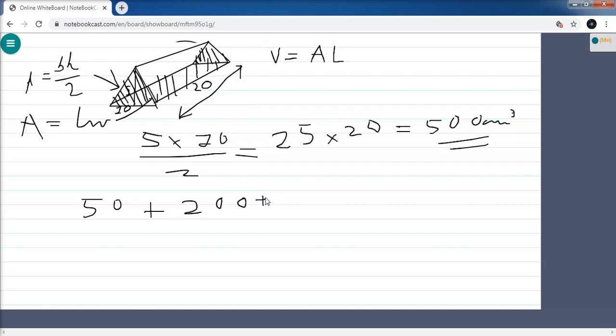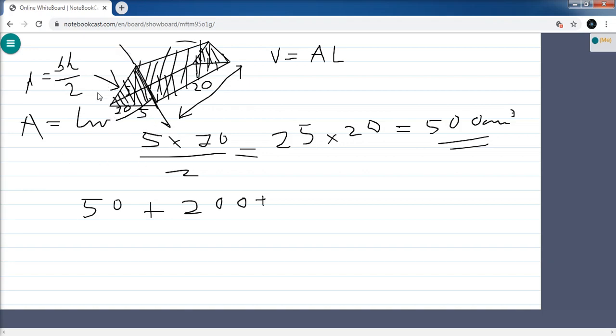plus the area of these two rectangles. But be careful, guys. A common mistake here is that they would multiply this bottom one by 3 and say they're all the same, but they're not. Here we have to use Pythagoras to find this length, the hypotenuse, so we have to find h.